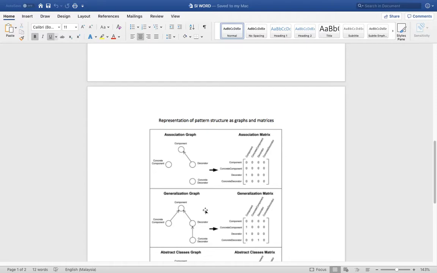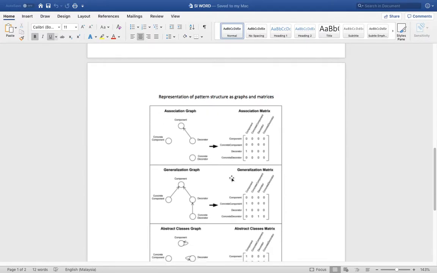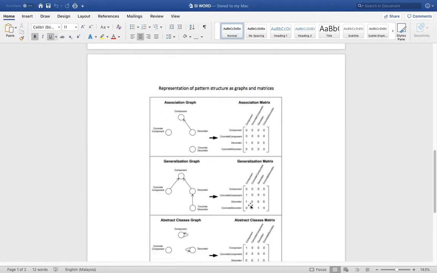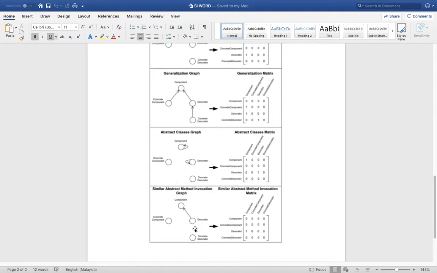Here we have the representation of the pattern structure as graph and matrix. We have the association graph, association matrix, generalization graph, generalization matrix, abstract class graph, abstract class matrix, similar abstract method invocation graph, and similar abstract method invocation matrix.